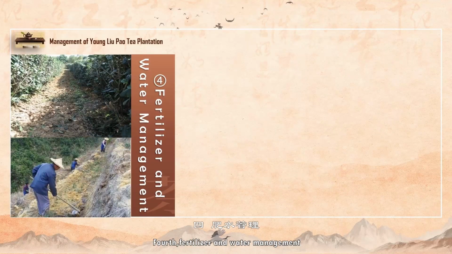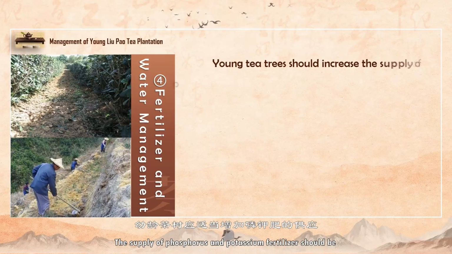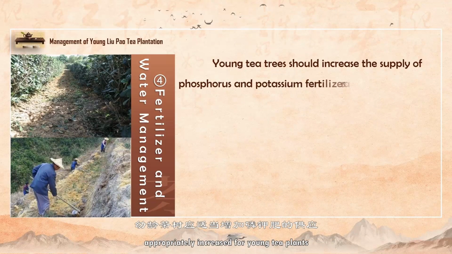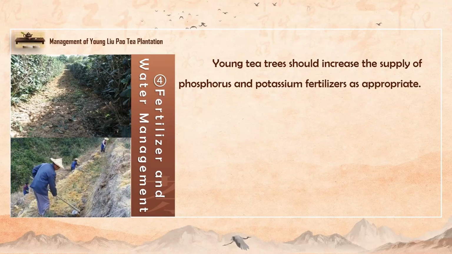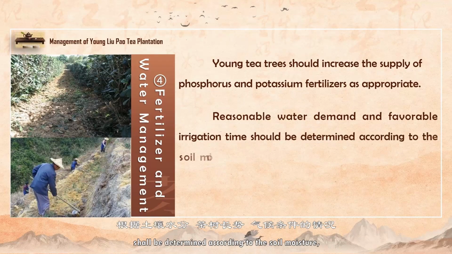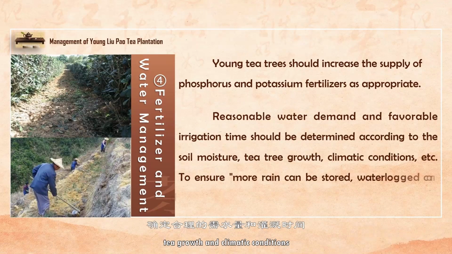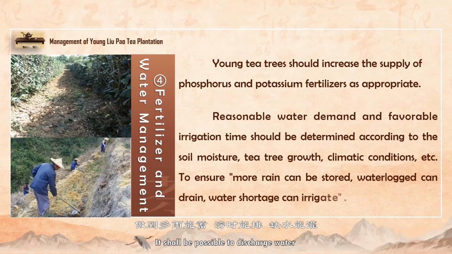Fourth, fertilizer and water management. The supply of phosphorus and potassium fertilizer should be appropriately increased for young tea plants. The reasonable water demand and irrigation time shall be determined according to the soil moisture, tea growth, and climatic conditions. It shall be possible to discharge water and irrigate water in case of rainy and waterlogging storage.